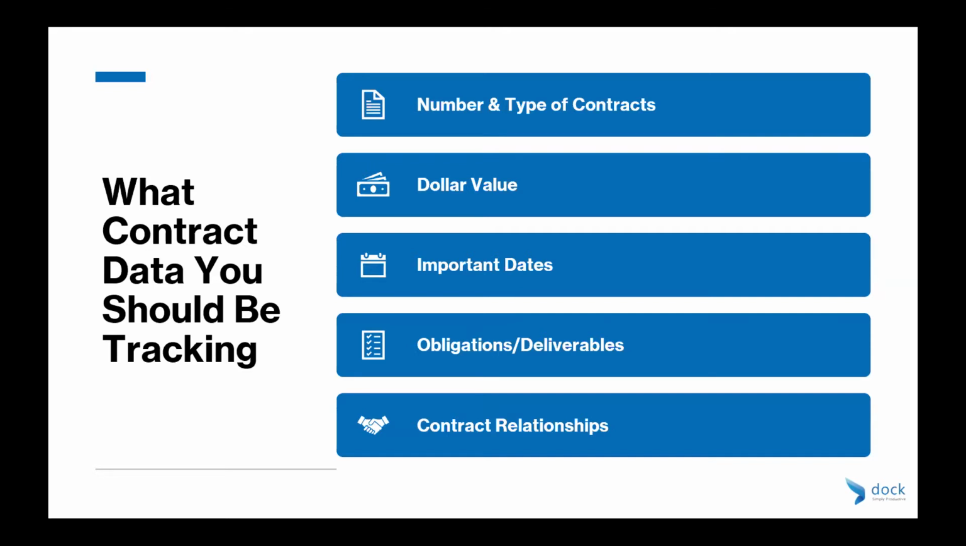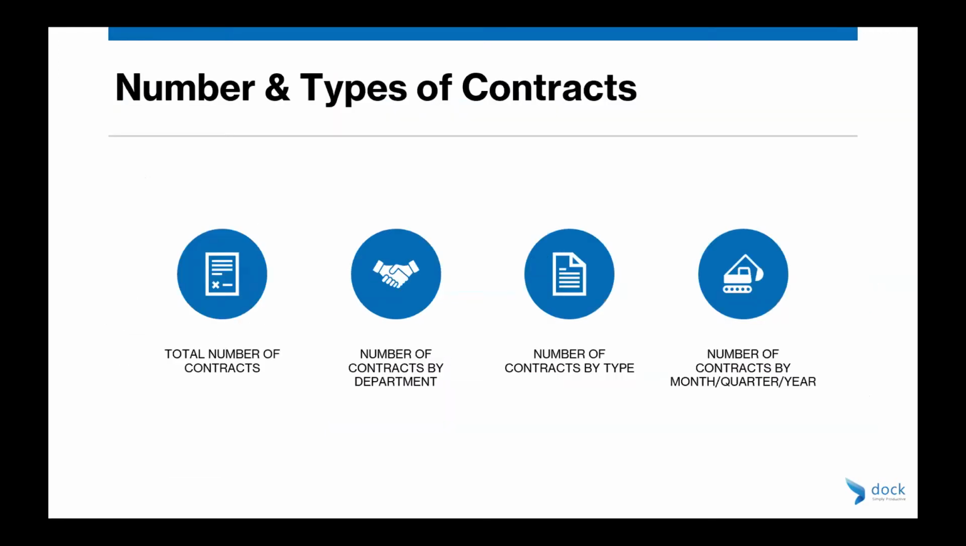After that, you want to take a look at important dates, obligations and deliverables, and then your contract relationships. So we'll delve a little more into each one of these right now. So when it comes to the number and types of contracts, that's a broad term, but basically you want to be gathering this basic, common sense information.